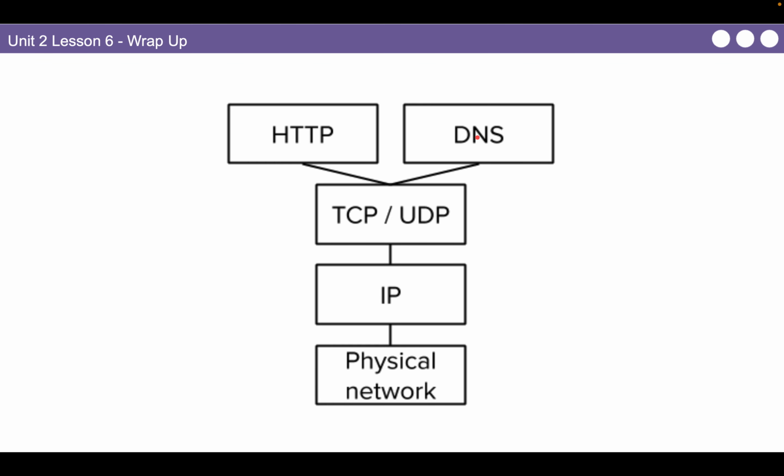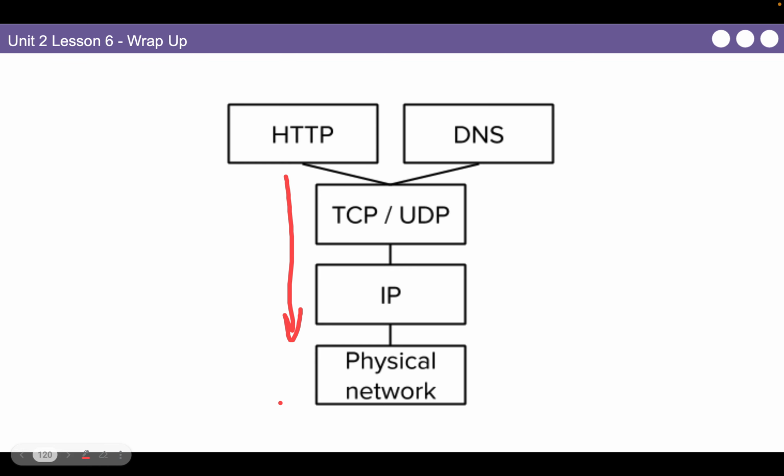Okay, and now we have learned about DNS, which is a particular kind of TCP or UDP packet that relies on IP and physical network as well. And once we've used DNS to get the IP address of a website we're trying to visit, then we can use HTTP to ask that IP address to give us the files we want. And again, that relies on all of these layers underneath.